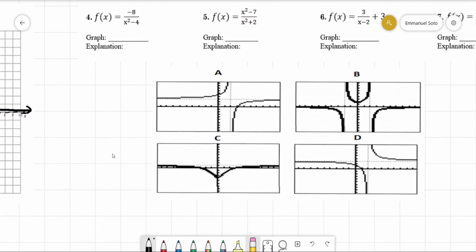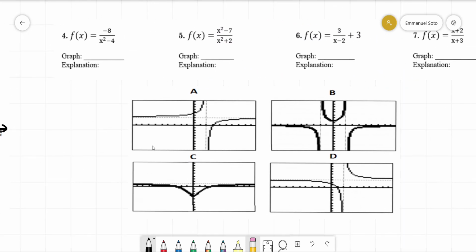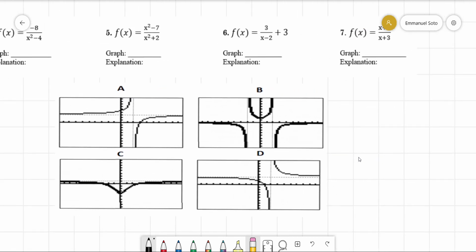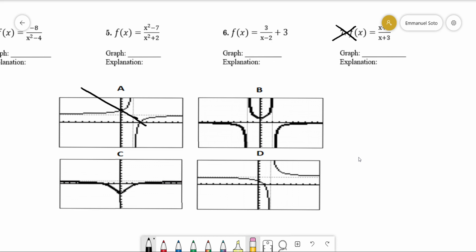Alright, now let's look at these choices here, 4 through 7. Now I crossed out number 7 because we're not looking at number 7, and that is because this graph does not match up with it. So we are not looking at this graph. The other 3 graphs match up just fine, but this one does not match up. So therefore I tossed that question out.